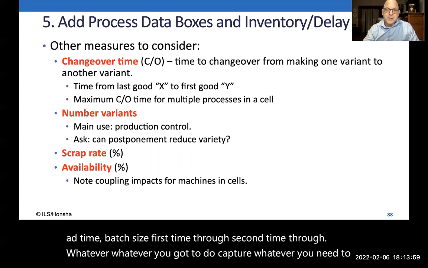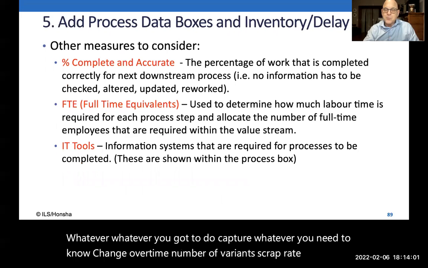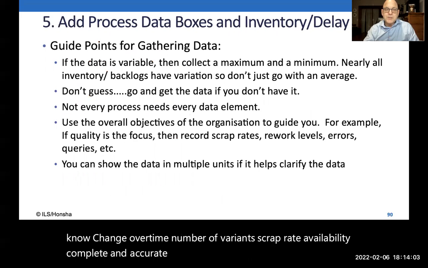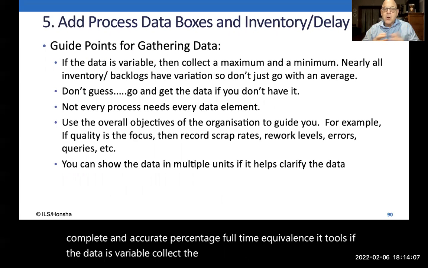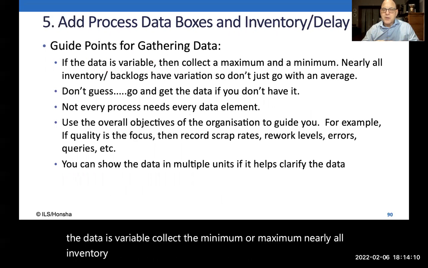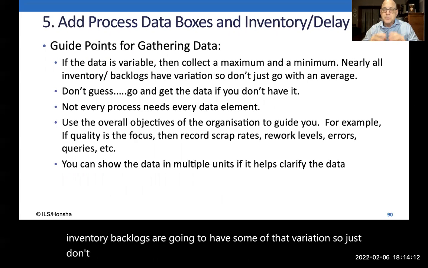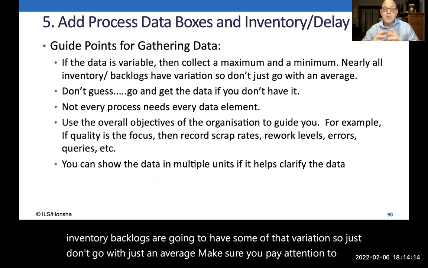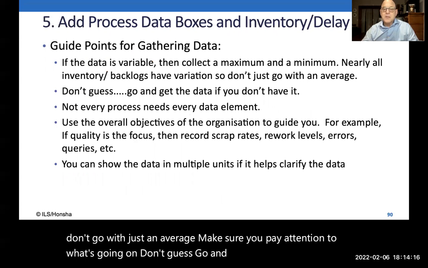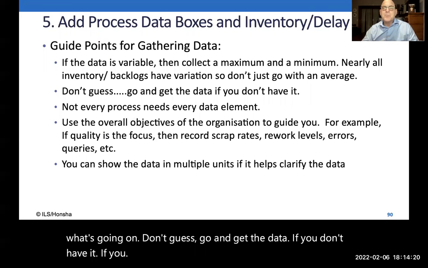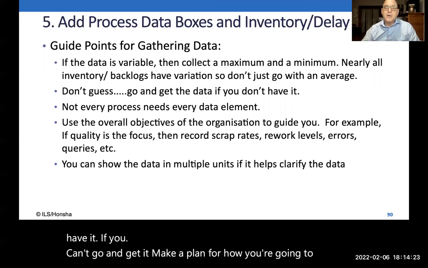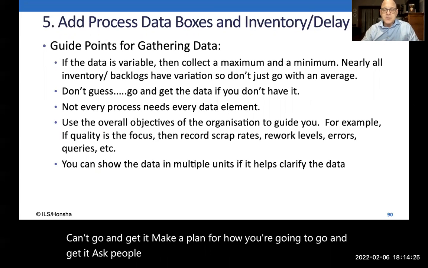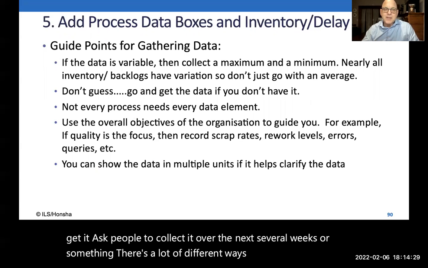Changeover time, number of variants, scrap rate, availability, complete and accurate percentage, full-time equivalents, IT tools. If the data is variable, collect the minimum and maximum. Nearly all inventory backlogs are going to have some variation, so don't go with just an average. Make sure you pay attention to what's going on. Don't guess. Go and get the data if you don't have it. If you can't go and get it, make a plan for how you're going to get it. Ask people to collect it over the next several weeks or something. There are a lot of different ways that you can get the data that you need.